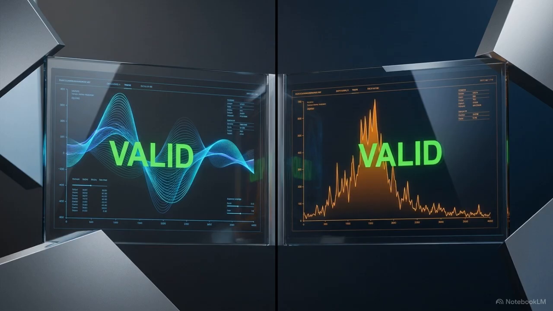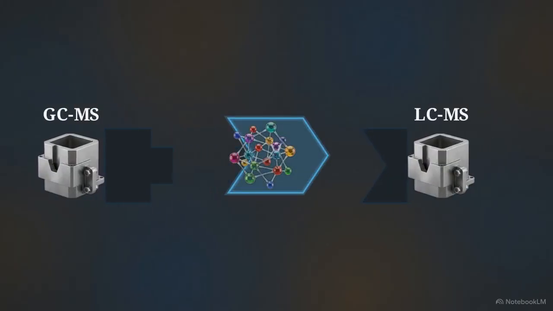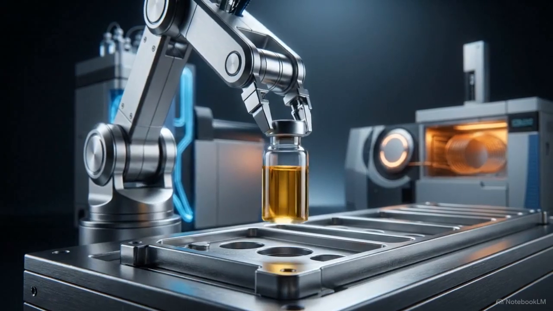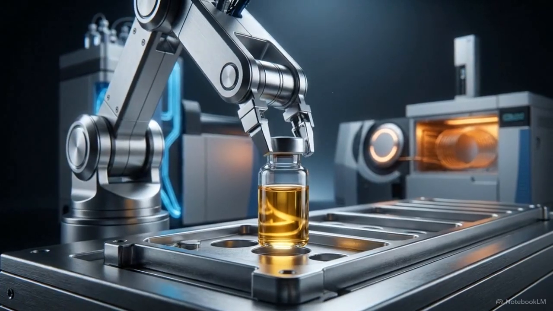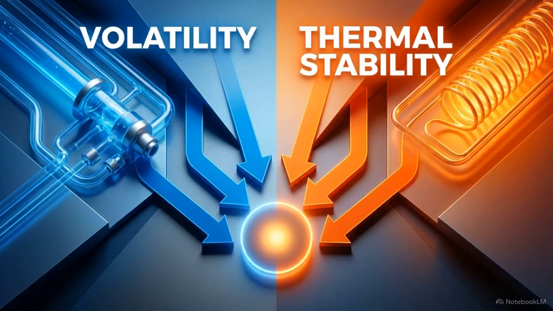The decision between the two is never about which instrument is universally superior. It comes down to matching the machine's mechanics to the specific chemical properties of your analyte. Before a sample ever touches the laboratory sample tray, you must carefully assess its volatility and thermal stability. Those two factors dictate exactly which workflow you must use.